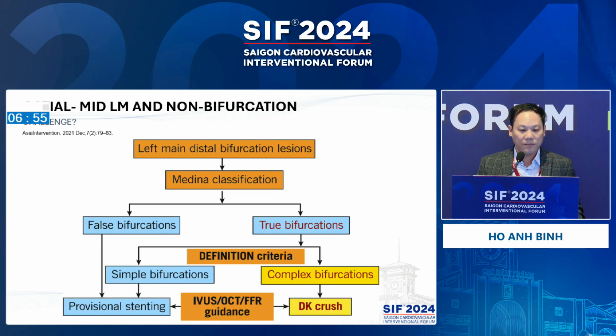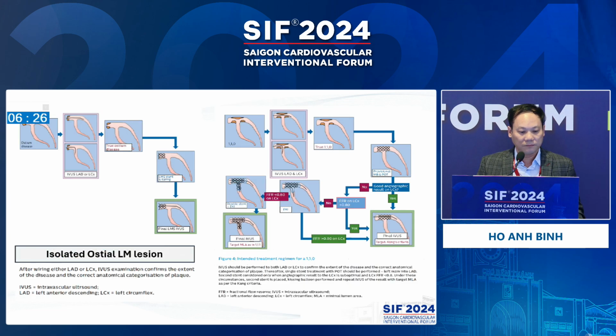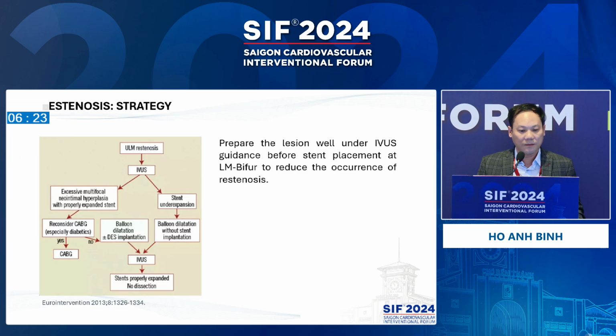And we should also pay attention to the left main distal bifurcation lesion. We choose the form, either bifurcation or true bifurcation. This is rather complex, and the doctor needs to have at least two stent techniques, and we also have to use IVUS, OCT or angiography for guiding. Prepare the lesion well under IVUS guidance before stent placement at the left main bifurcation to reduce the occurrence of restenosis.